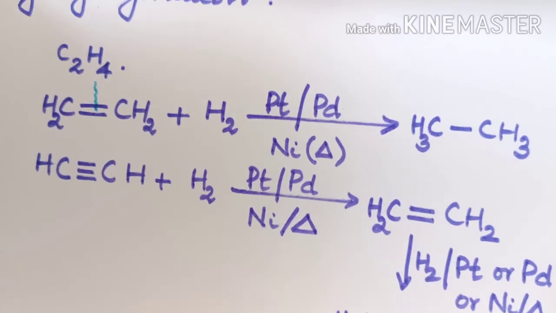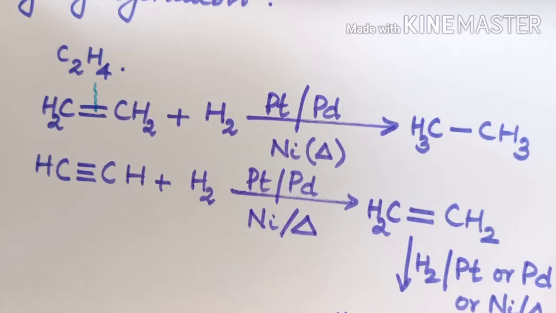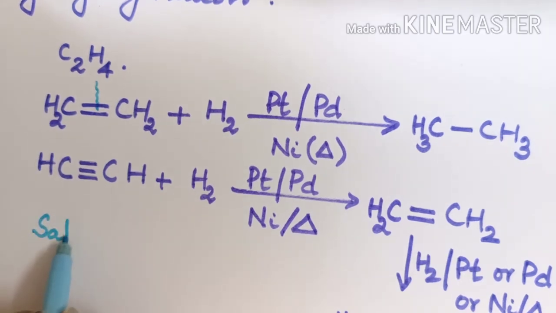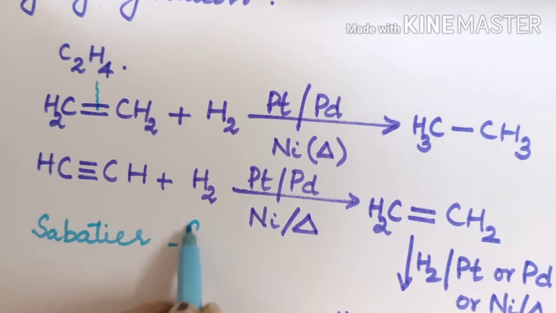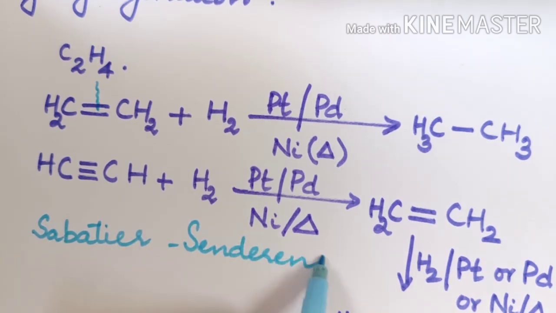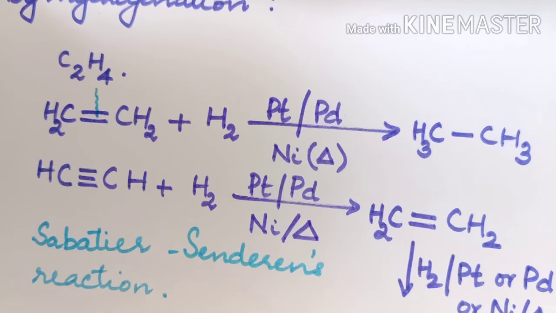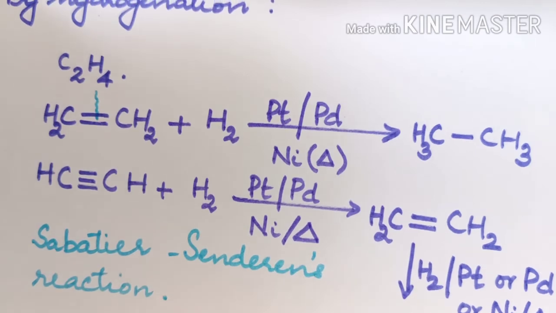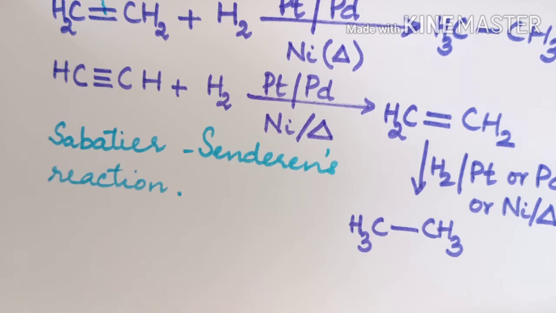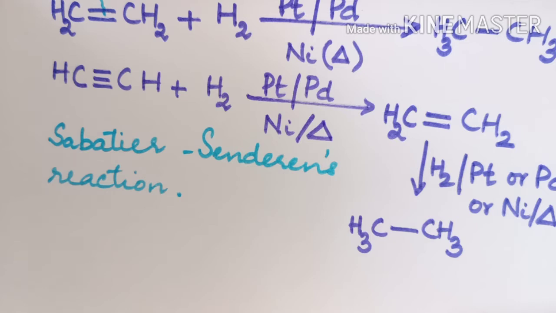This reaction we call hydrogenation reaction. If hydrogenation happens in the presence of nickel at a higher temperature, the reaction is specifically known as Sabatier-Senderens reaction. This is one method of preparation of alkane. But this method is not suitable for preparation of methane because unsaturated compounds contain at least 2 carbon atoms.